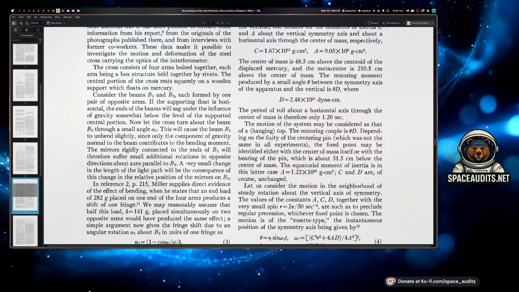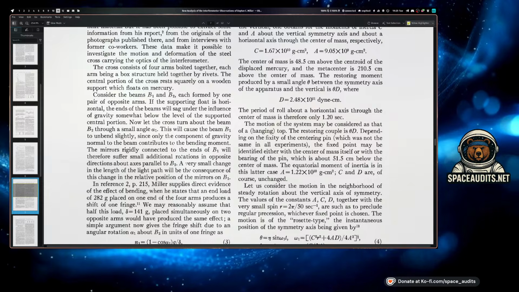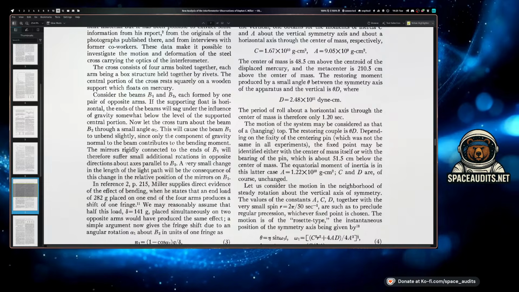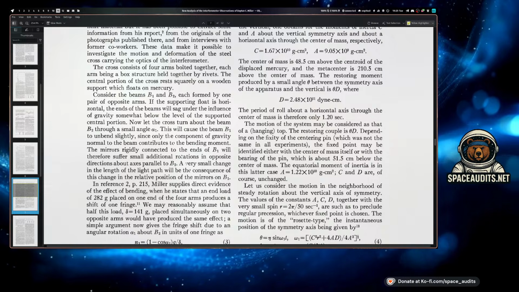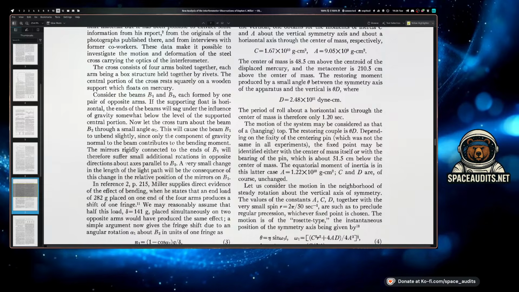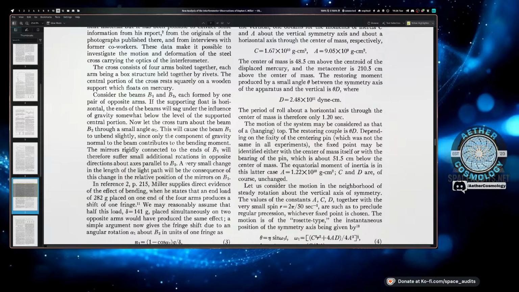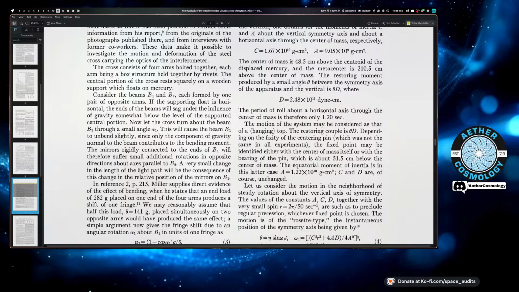Anyways, we may reasonably assume half this load, delta is 141 grams, placed simultaneously on two opposite arms would have produced the same effect. And I don't know that's true either, because the whole thing is floating on Mercury, right? So that there is a radius to consider in dropping this force on the arm, not just its distance from the axis, but its distance from floating on the Mercury. You know what I mean? It's vertical component. There's a triangle of torque being done here in the vertical that he's not addressing.